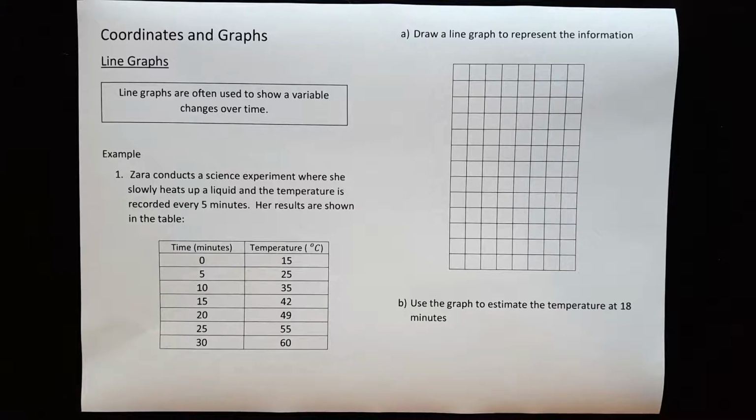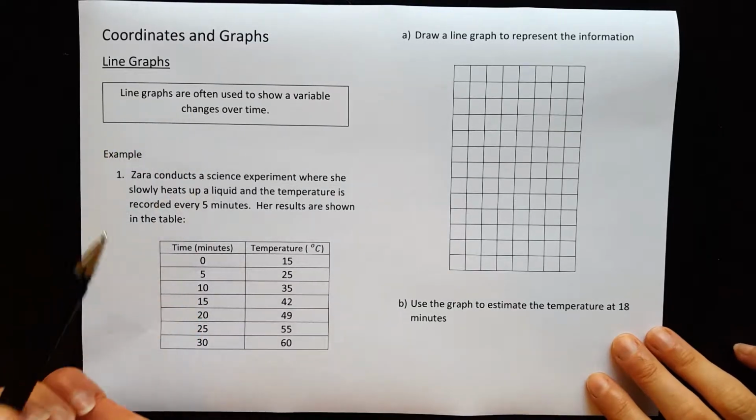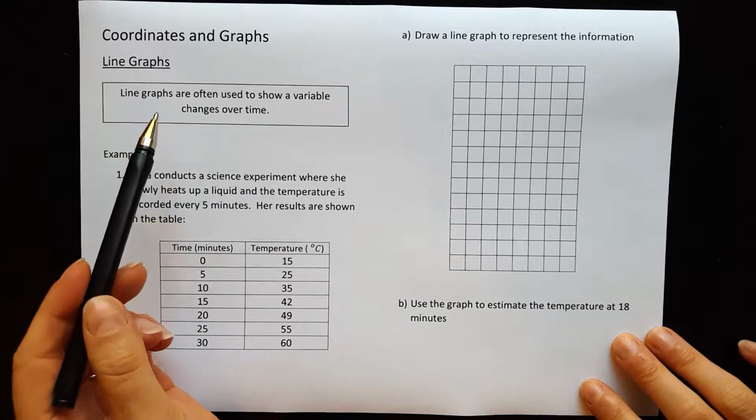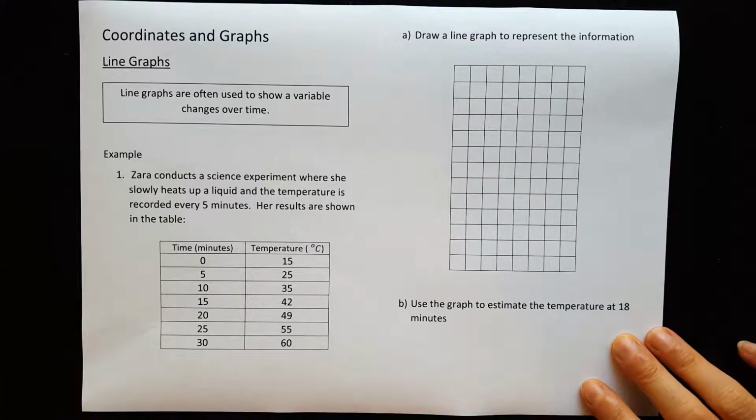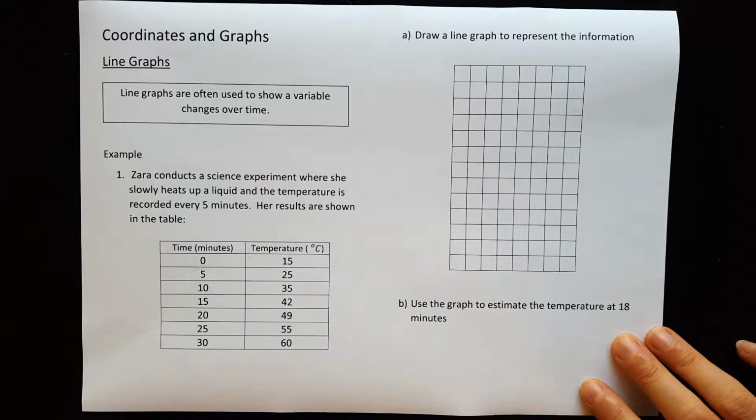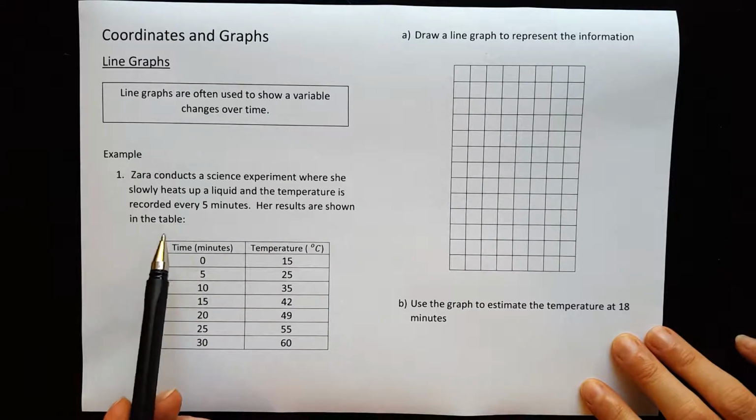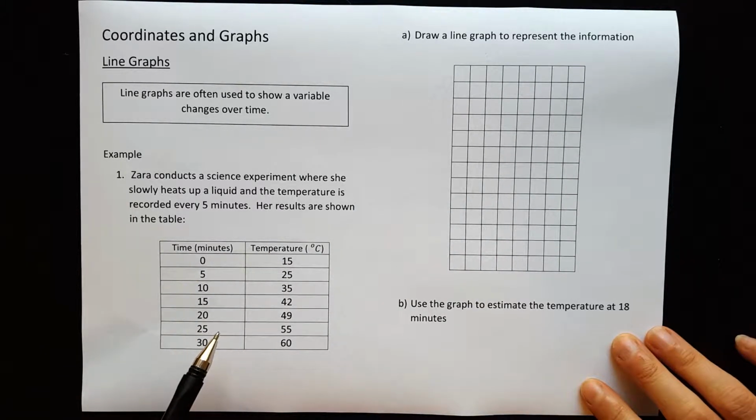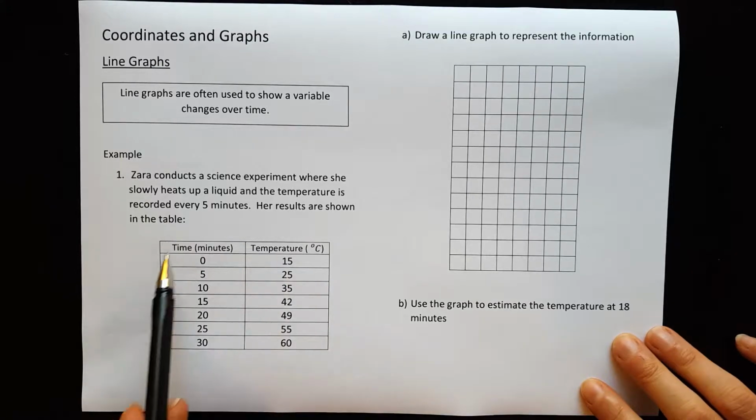Today we're doing coordinates and graphs, and we're going to be looking at line graphs. Line graphs are often used to show how a variable changes over time. So, for example, we have Zara who conducts a science experiment where she slowly heats up a liquid and the temperature is recorded every 5 minutes. Her results are shown in this table here.